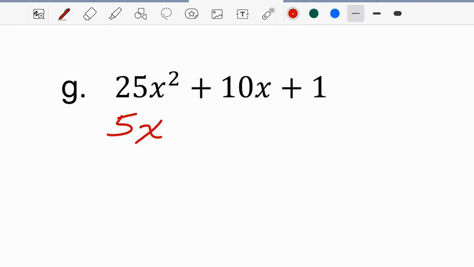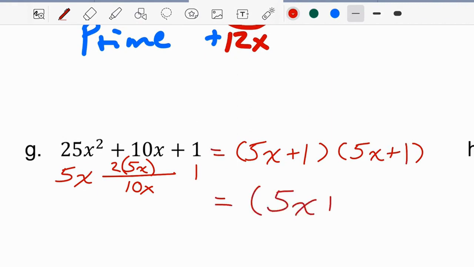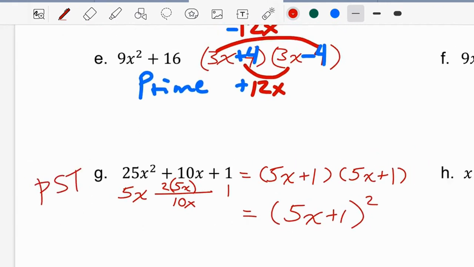What do you think? Is it a PST? Does it have the look? Can we say that 25x squared came from 5x? How about 1? Can we say that that came from 1? Yeah, technically 1 squared. So yeah, 1 came from 1. Now, if you multiply these together, you get 5x. But if you double it, which is what you're supposed to do, oh, look, I do get 10x. Okay, now what this means is that this was a PST. I can factor it using 5x and 1, and another 5x and 1. In other words, it factors to 5x plus 1 squared.